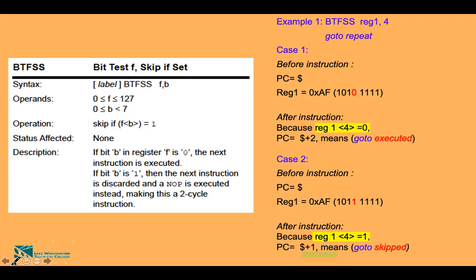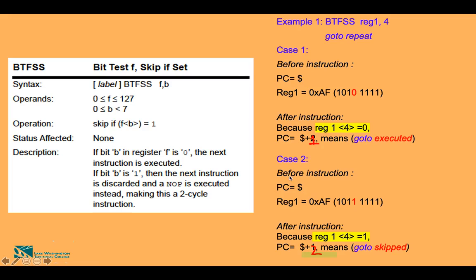Right now we have to make a little correction to this slide. So this is going to be 1, and this is going to be 2. So you saw that the next instruction is executed and the instruction cycle is just 1.